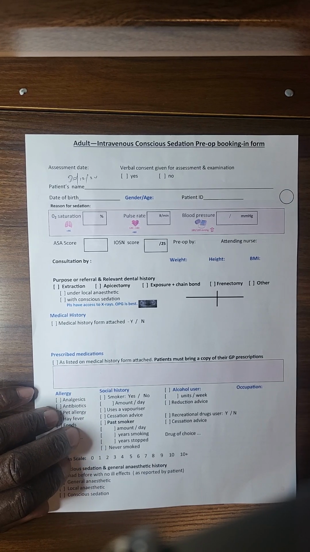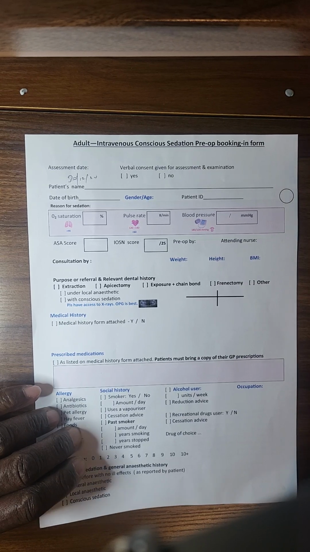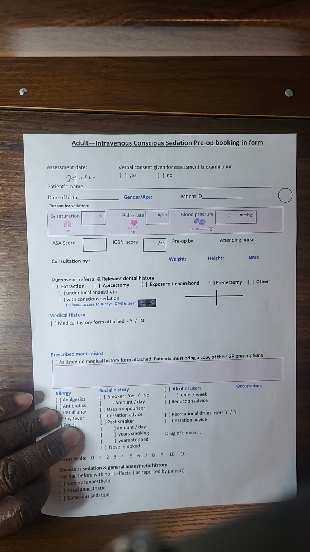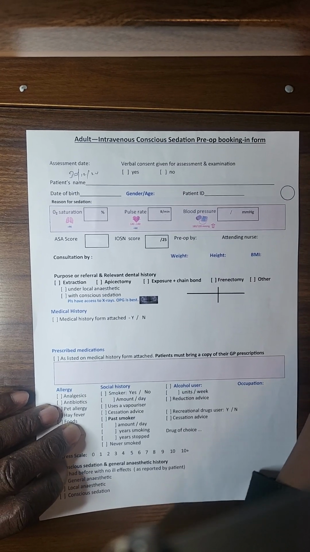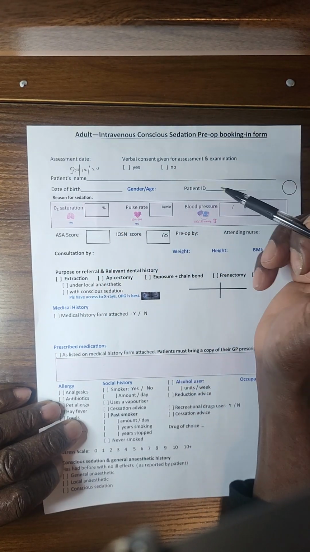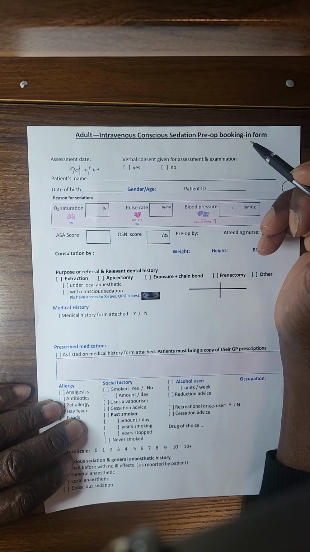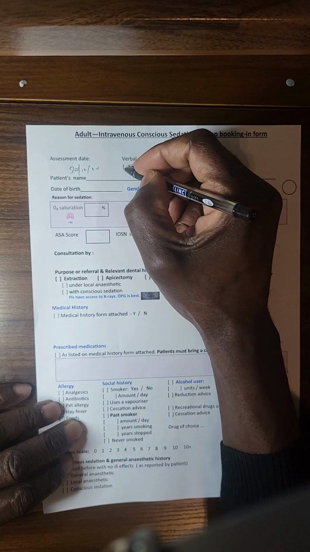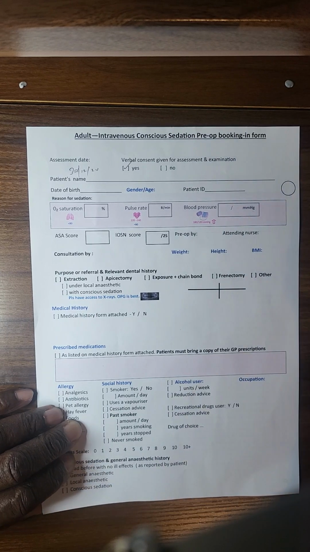First of all, when we call up the patient, we introduce ourselves. "Yes, I am so and so, calling from so and so clinic. We're just calling you so we can get through your pre-assessment prior to you having your sedation done." On the day of the pre-assessment, we enter the date. We seek verbal consent from the patient that it's okay for us to do their assessment. Obviously, they are going to say yes. If they say no, we are not able to carry on with the assessment.